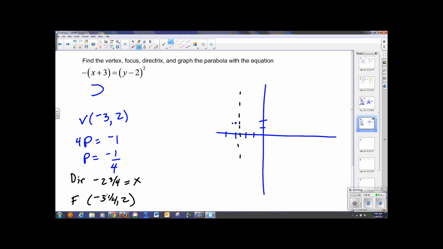To graph it from that focus point, I'm going to have to move 2p to either side. Well, if p is negative a quarter, 2p is negative a half, or 2/4, to both sides. So if I go half up and down from there, and this is 1 and this is a half, you'll notice I have a very narrow opening parabola. Next example.